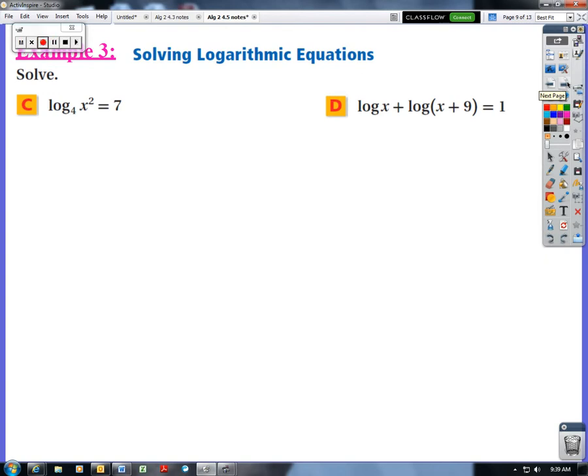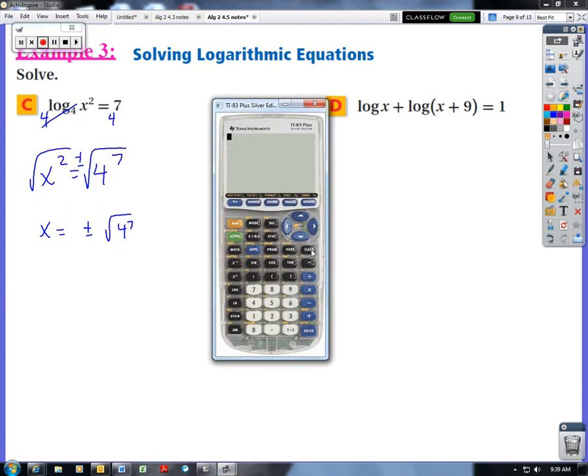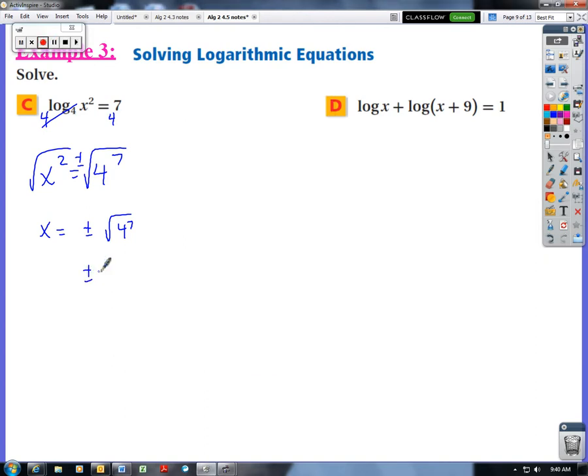Try these on your own. On this one, I'm going to exponentiate base 4 to both sides. That's going to knock the log out of there. X squared equals 4 to the 7th. I'm going to take the square root of both sides, plus or minus. So plus or minus the square root of 4 to the 7th. That's plus or minus 128, because whenever we take the square root, we need plus or minus.